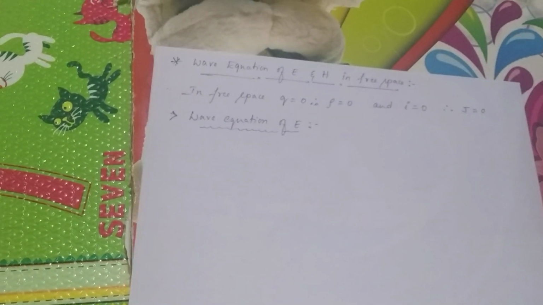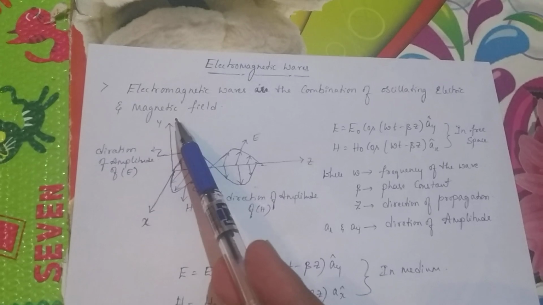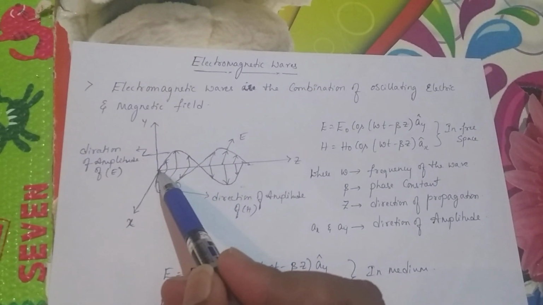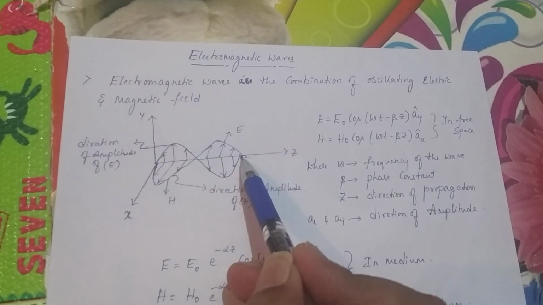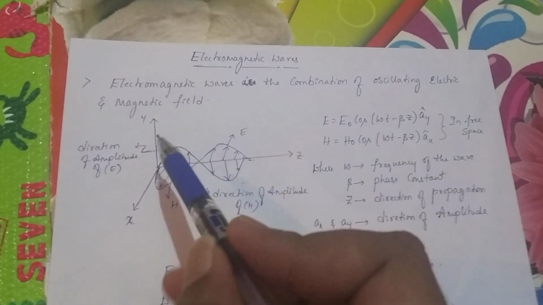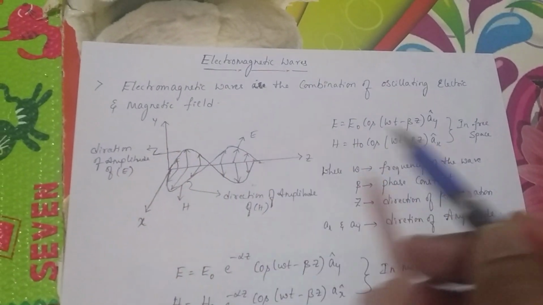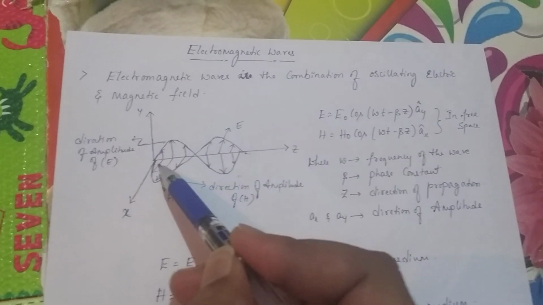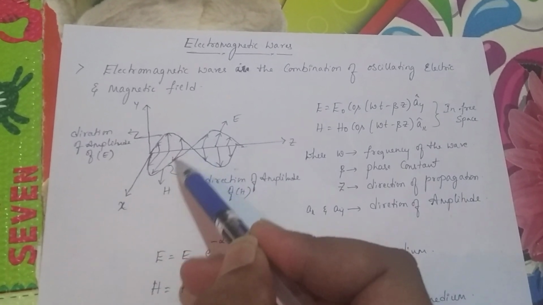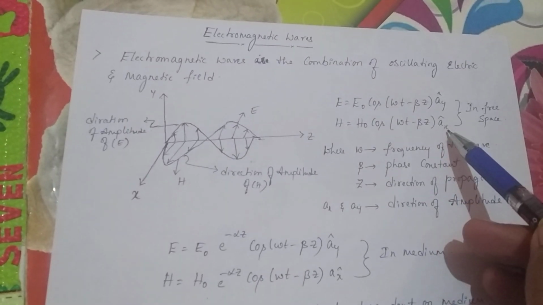Well, in the previous video we have seen the introduction part of electromagnetic waves. An electromagnetic wave is the combination of oscillating electric field and magnetic field. Here the electric field is propagating along the z-axis, and the magnetic field is also propagating along the z-axis, but the direction of the amplitude of the electric field is along the y-axis, so it is AY cap, and the direction of the amplitude of the magnetic field is along the x-axis, hence mathematically we represent it as AX cap.